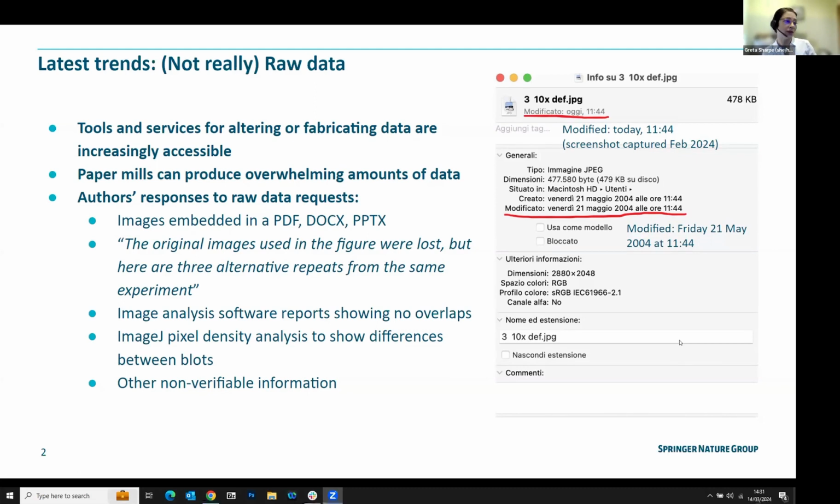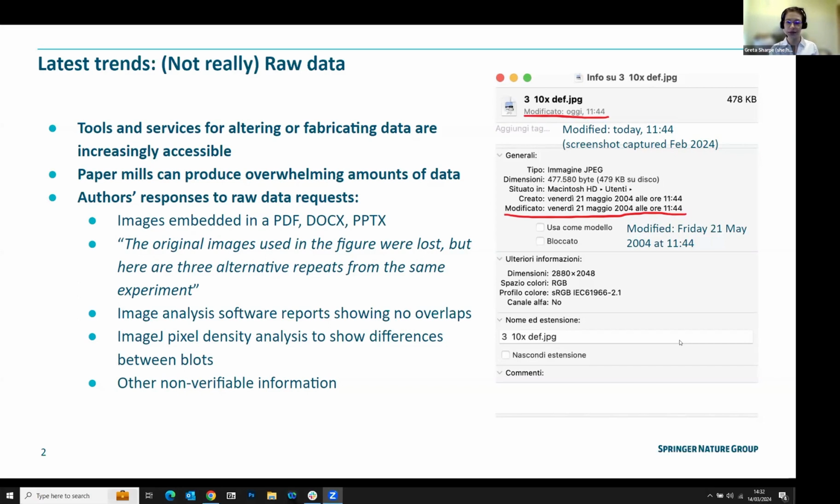What I've also noticed is that paper mills have been producing overwhelming amounts of data in response to publishers asking authors who use paper mill services to provide the full raw data from all repeats of the experiment. They can now provide these. So the data not being there is no longer that frequent an occurrence.